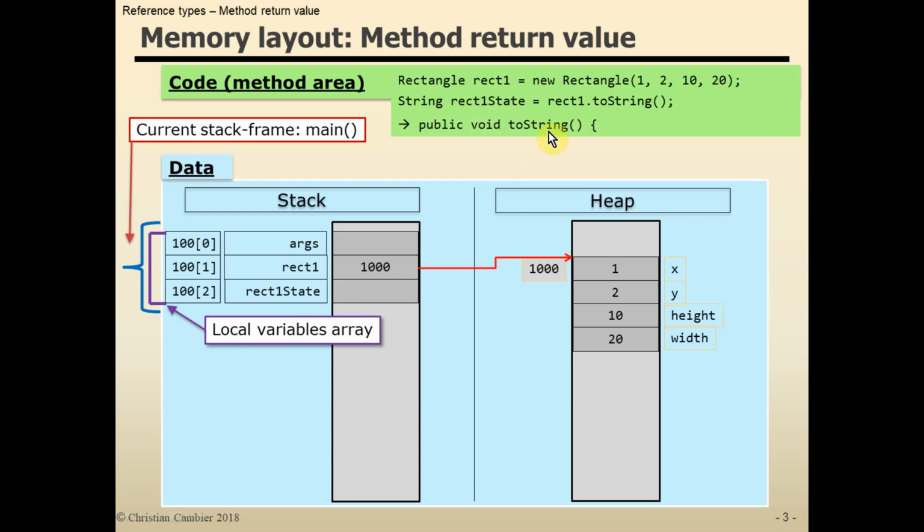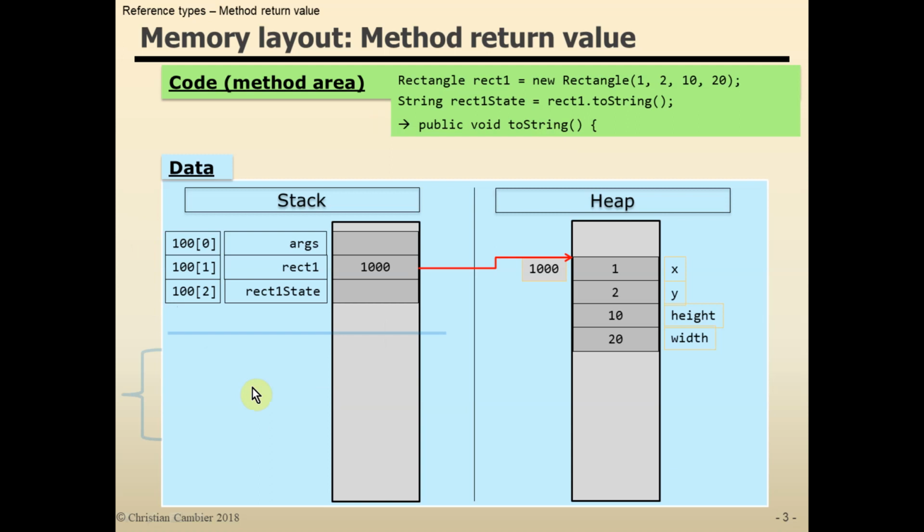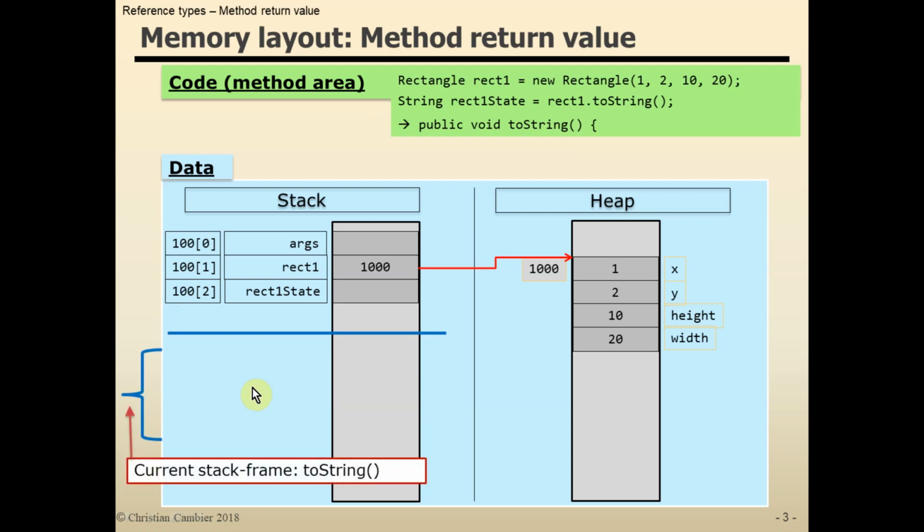Now, when toString is invoked, a new stack frame is created for this method. This stack frame now becomes the current stack frame. Our method has no parameters. Still, space for a local variable will be allocated in the local variables array of the current stack frame. That'll be the this pointer, as explained in a previous demo.